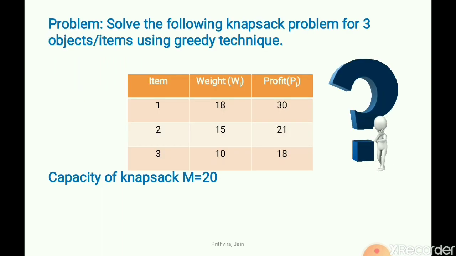Here is a problem given. We have three items, and the weights as well as the profits are given, and the capacity of the knapsack is given as m equal to 20.